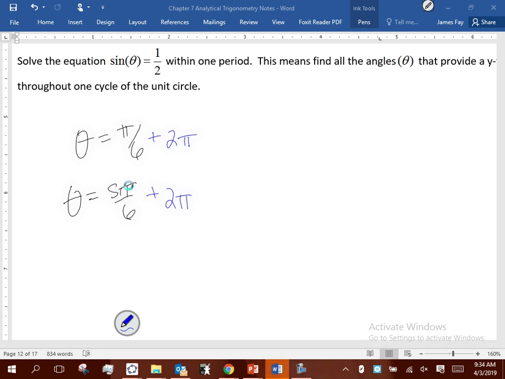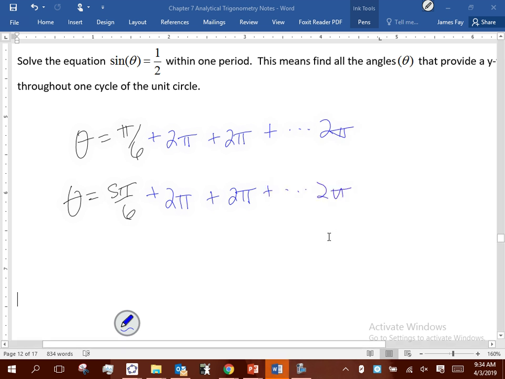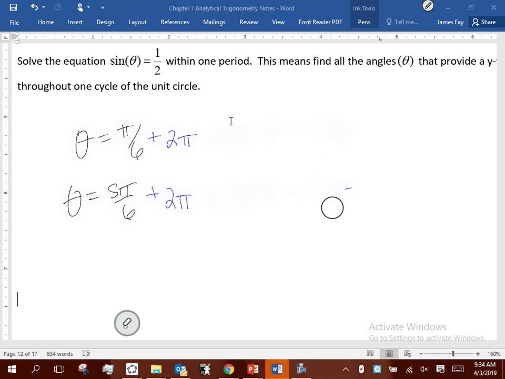Does that make sense? Can I find more by adding another 2 pi? And add another 2 pi, right? Can I keep playing this game and adding 2 pi as many times as I want? Maybe let's say I do that an infinite number of times. That would be a pain to write, correct? All my infinite solutions. So what we do when we write infinite solutions is we write an equation that produces them. Okay?